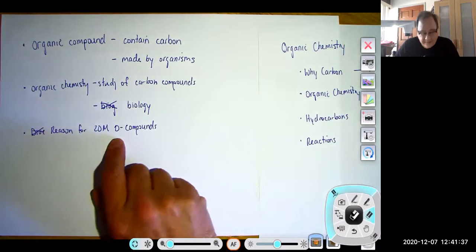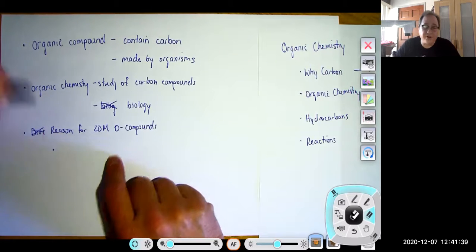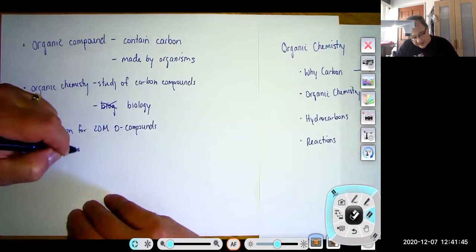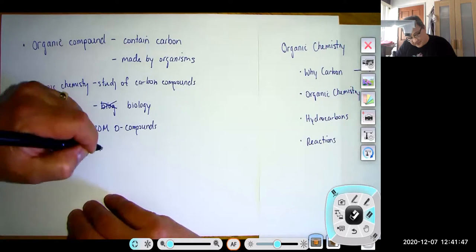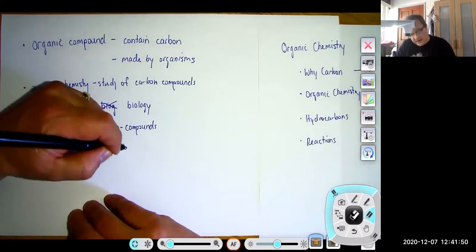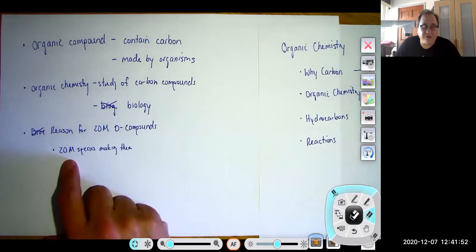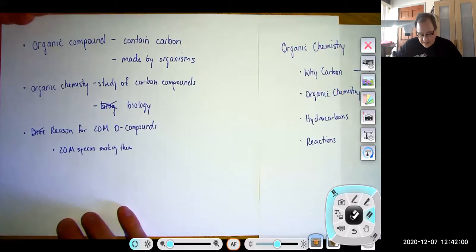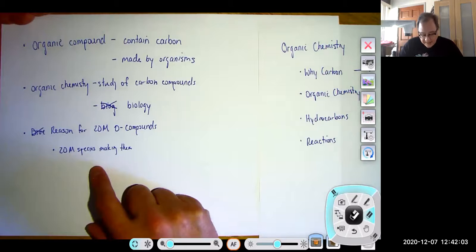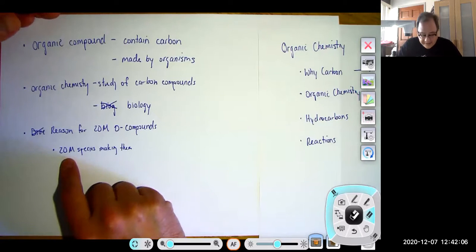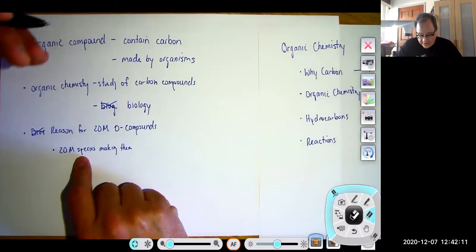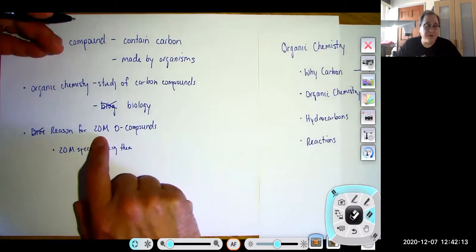Well, there's two basic reasons why there's so many organic compounds. One, there's 20 million species making them. That's a count I heard sometime before, that there's 20 million different species in the world. The number may be going down as extinction events occur, but there's a whole lot of different species. And this is really interesting. If there's 20 million different species, and we know that the species should be slightly different from other things, why are there only 20 million organic compounds?